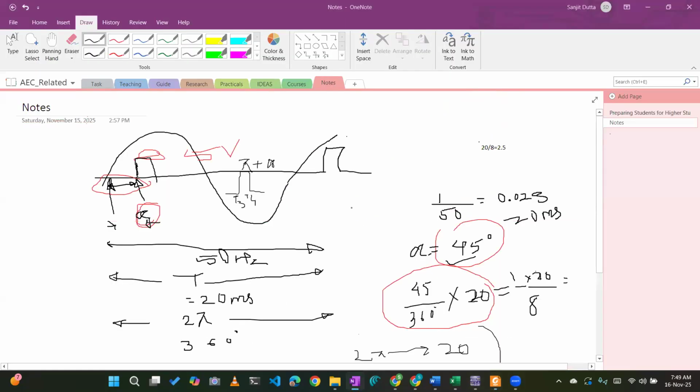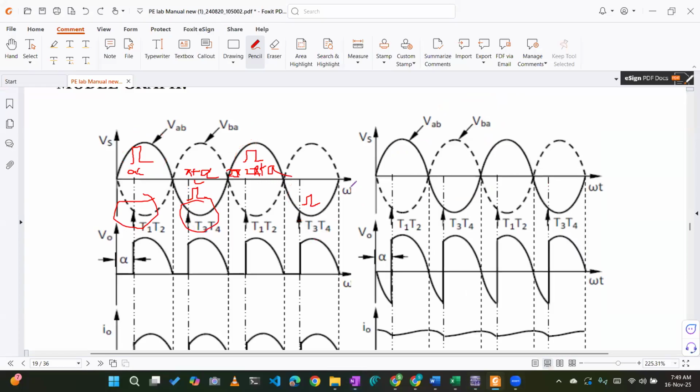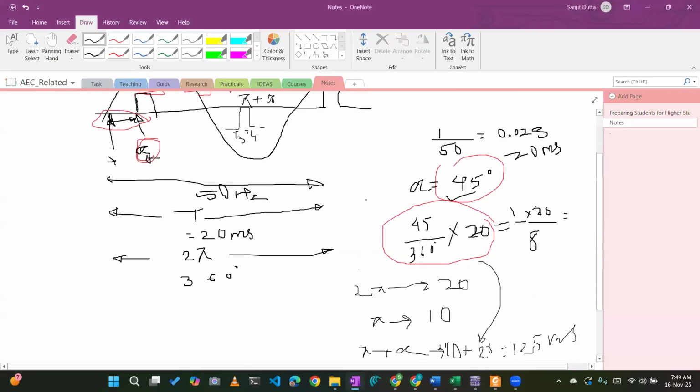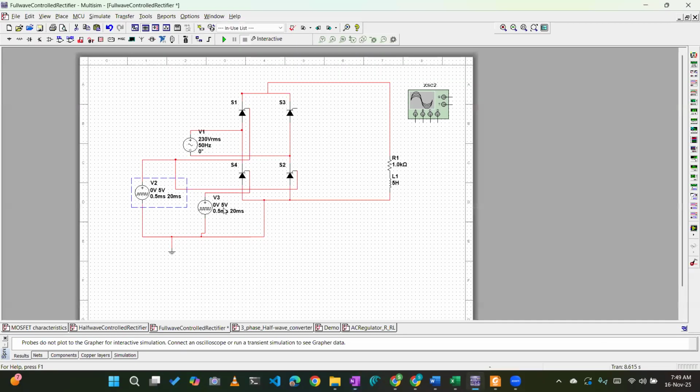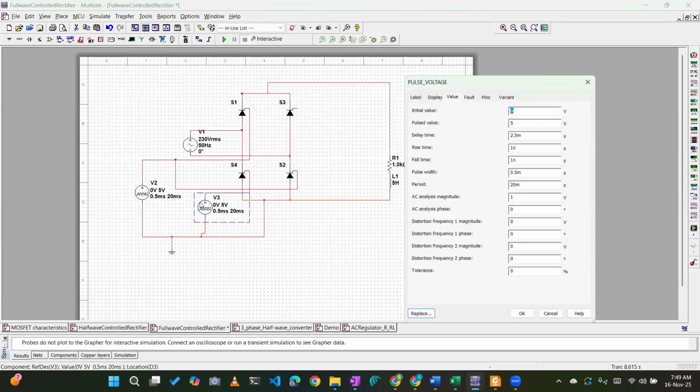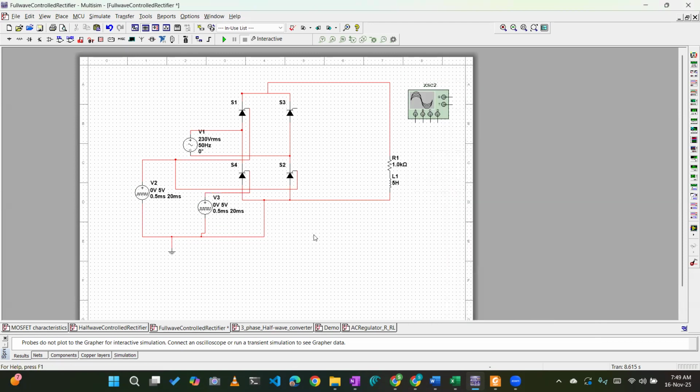That's why you will put the value, instead of 2.5, as 12.5, because 10 plus 2.5. Remaining things will be same. Then it is for the two thyristors S3, S4.